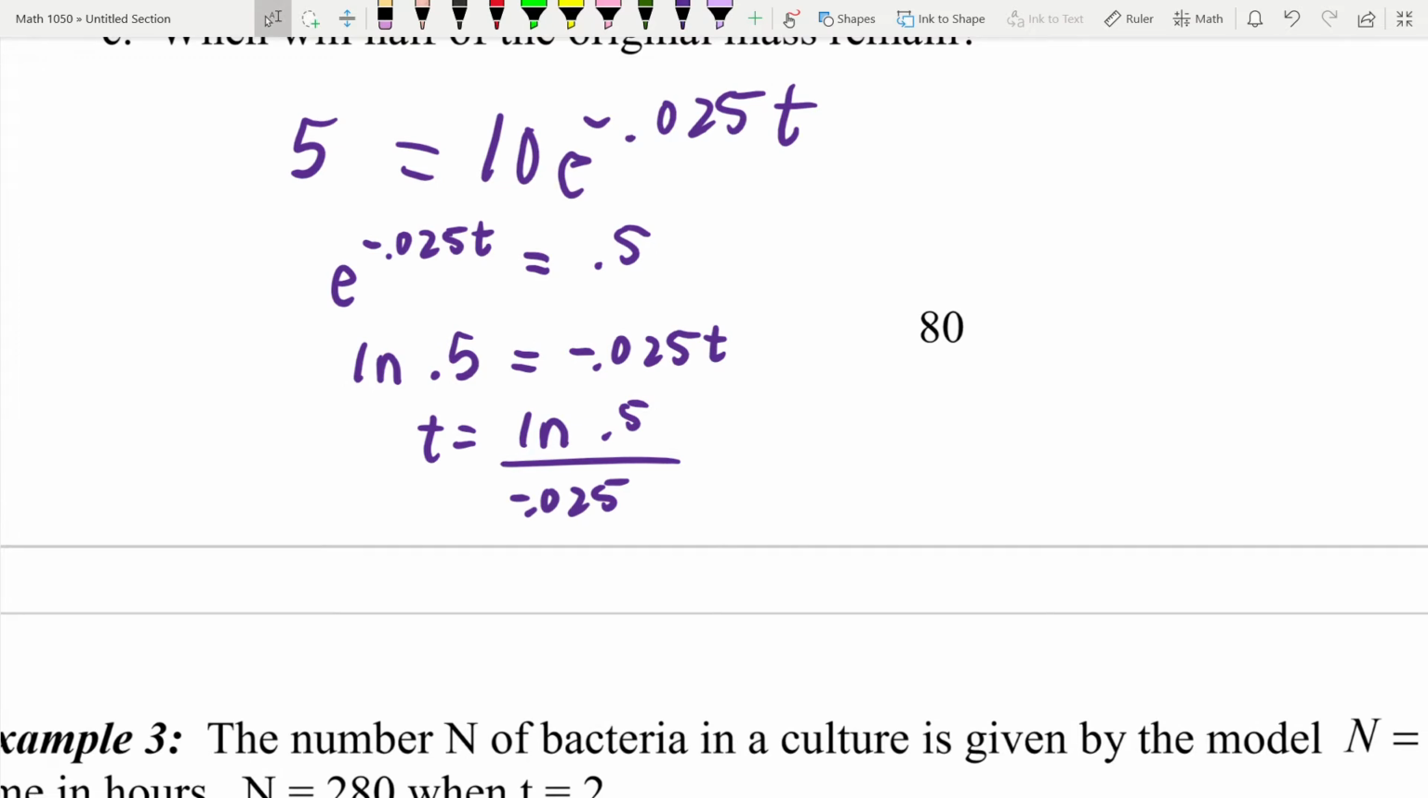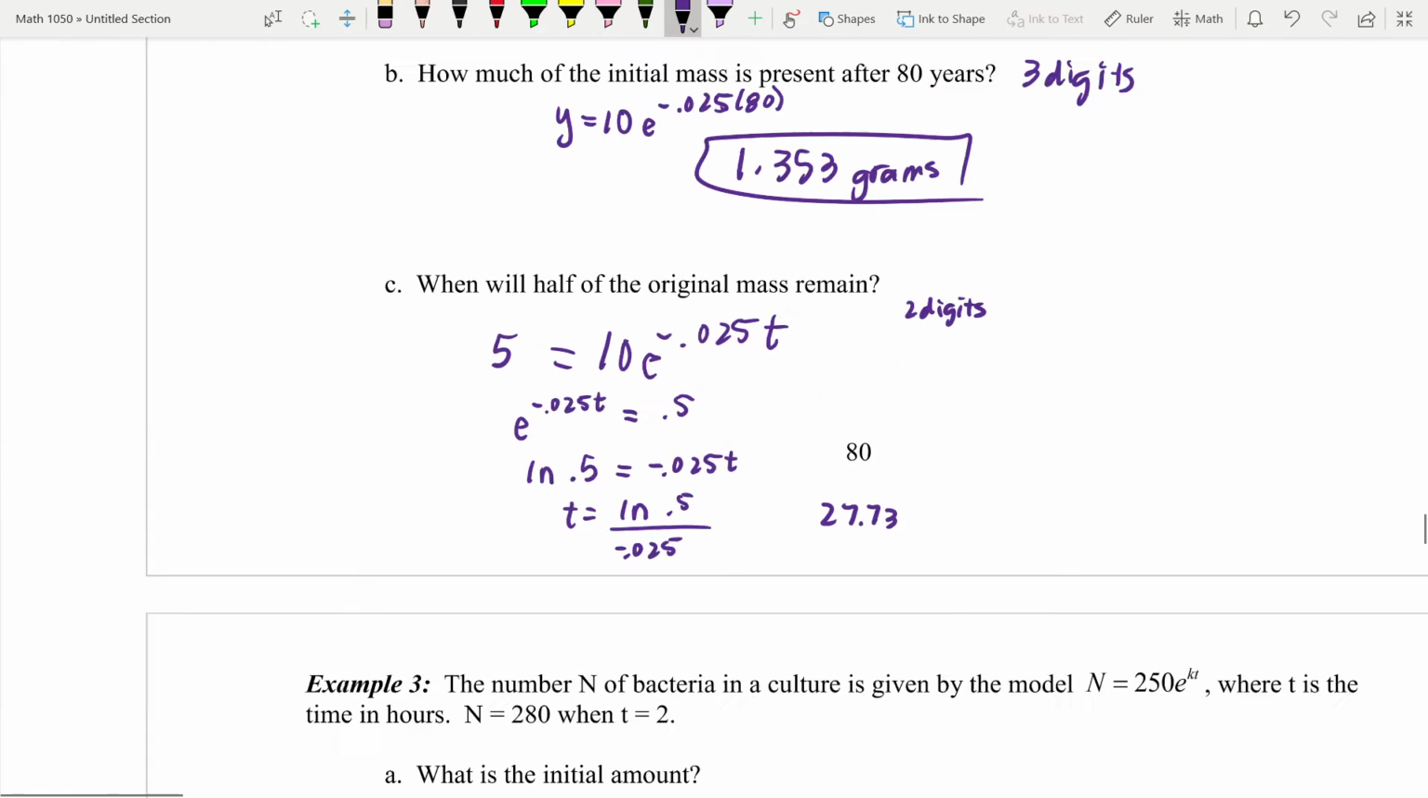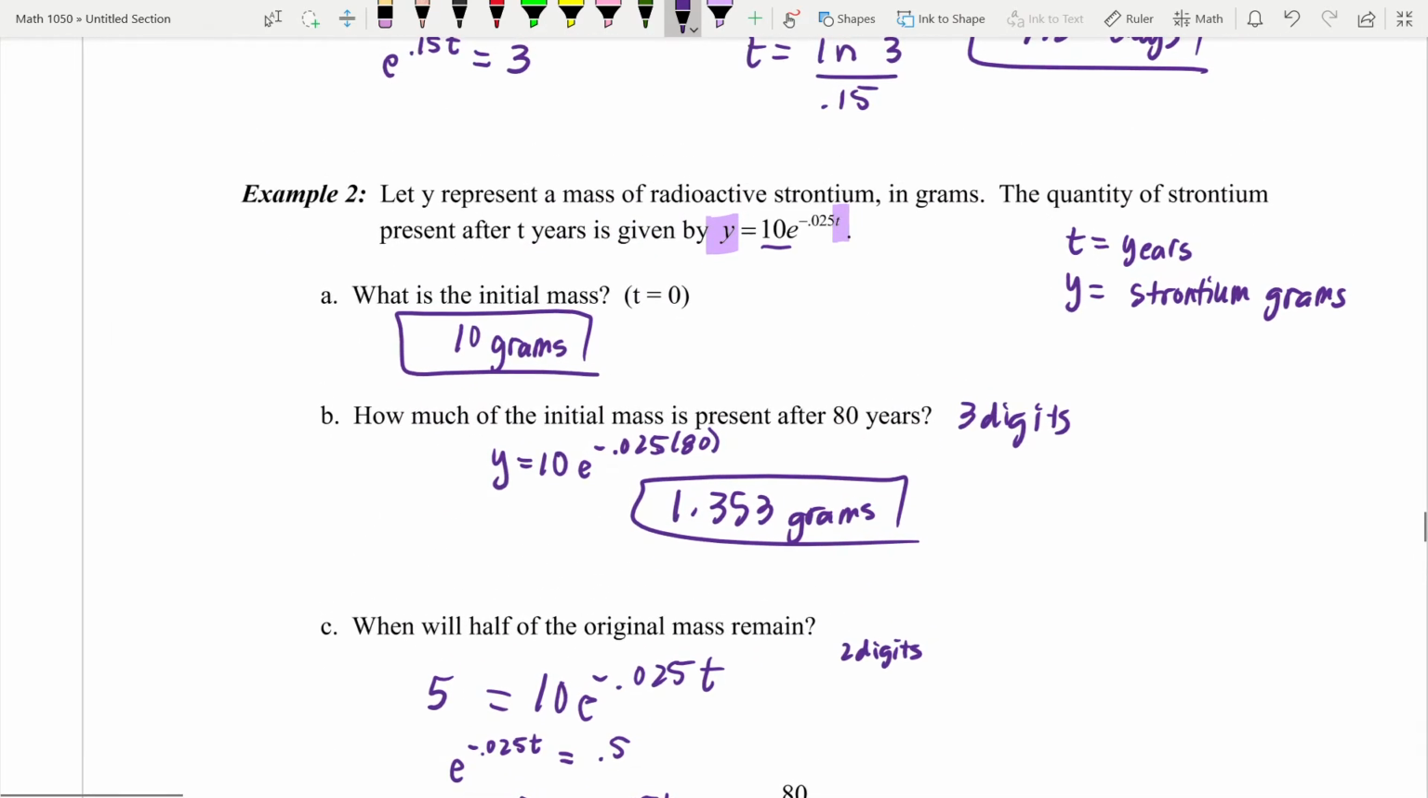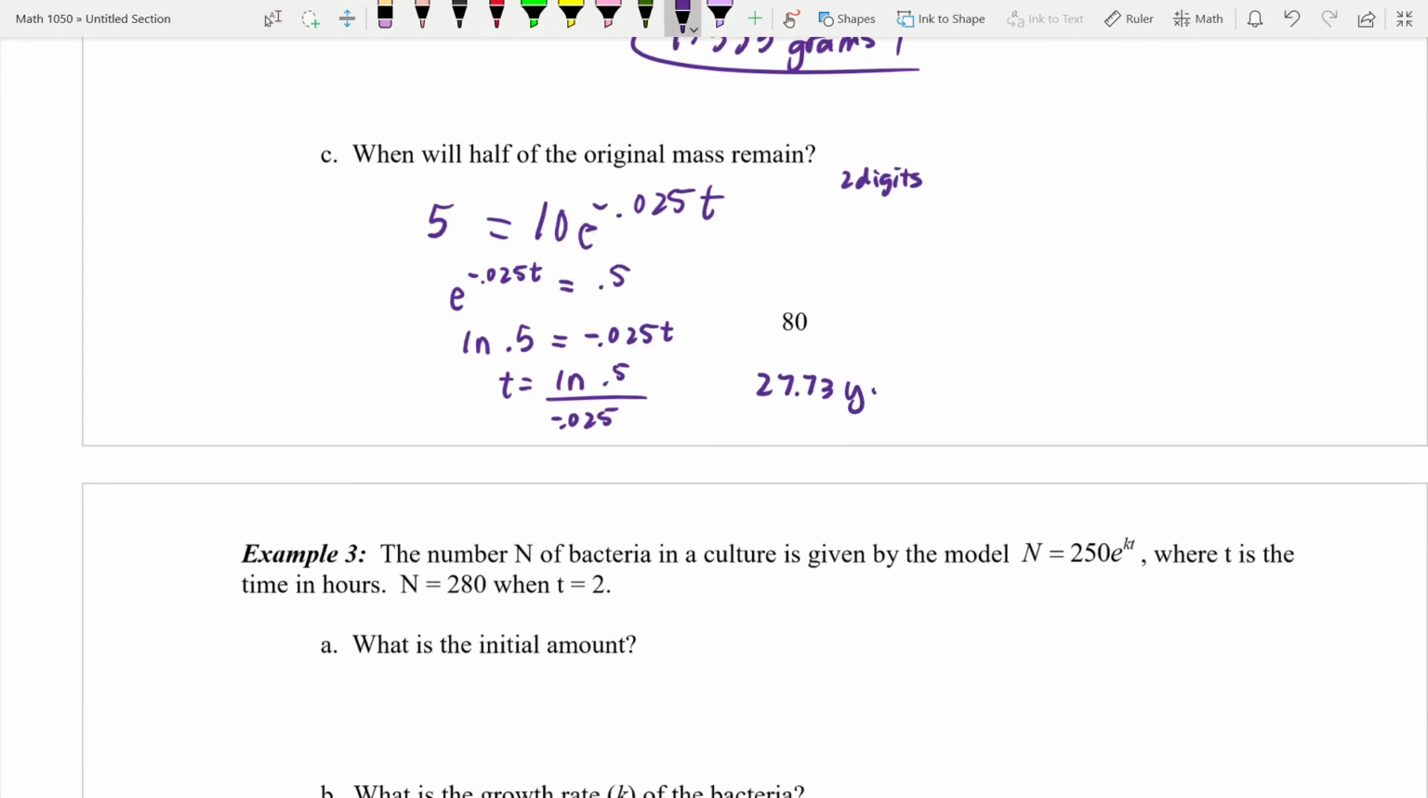We're going to go 2 digits, and the answer is 27.73, and this is all in, thank you, years. Done.